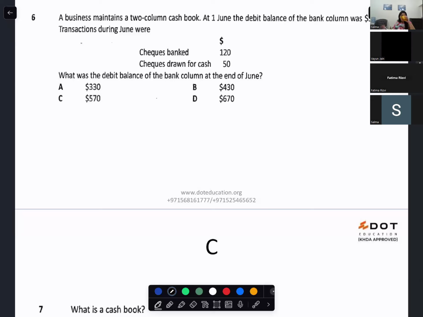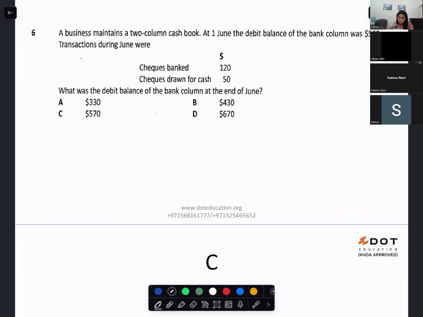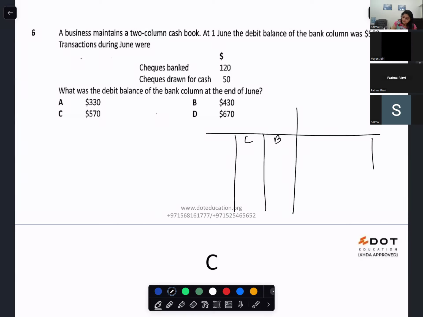A business maintains a two-column cash book. At 1st June, the debit balance of the bank column was $500. So what will I do? On the debit side, you'll do opening balance, $500. Okay, fine.